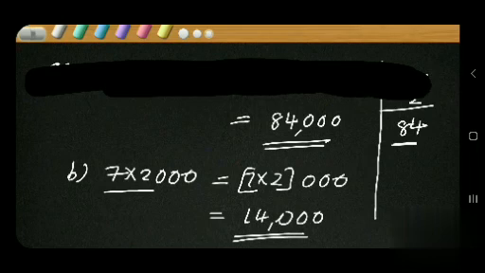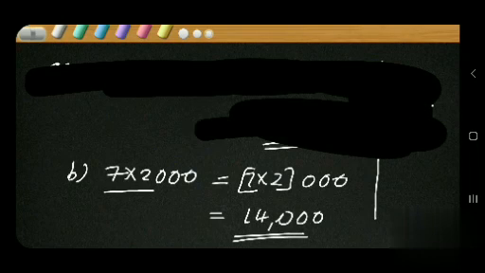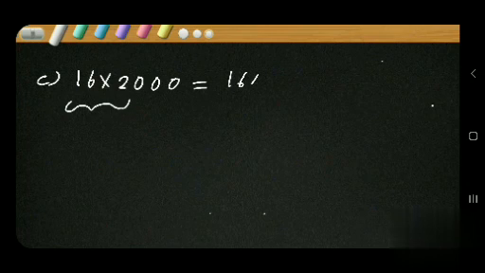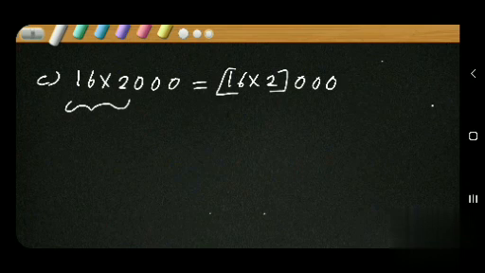Now let's do one more example. Example C. The question is 16 into 2000. How to multiply 16 into 2000? For this, what do we have to do? Yes, first we have to multiply 16 into 2. Then with this answer, how many zeros? Yes, 3 zeros, isn't it?